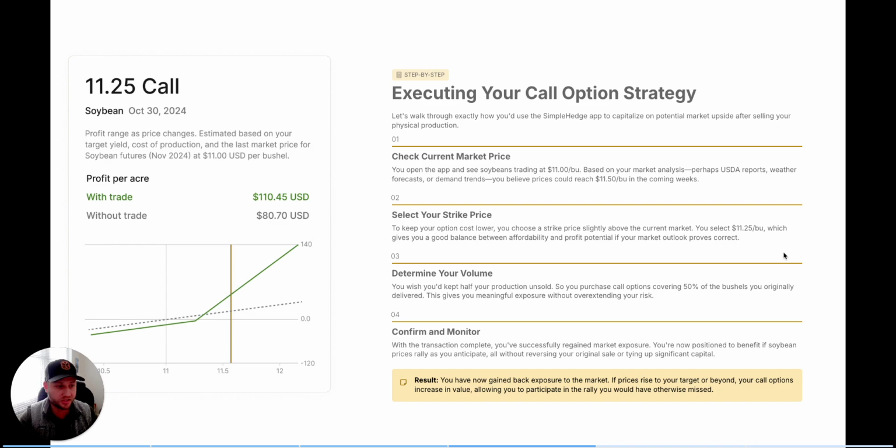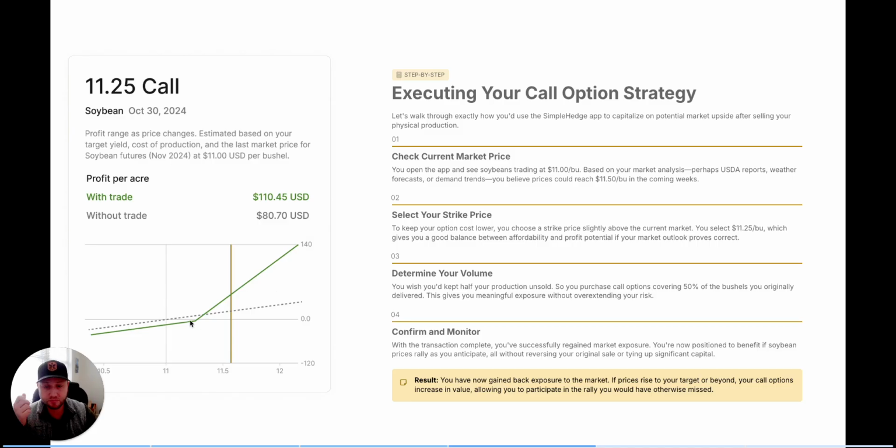If prices rise to your target or beyond, that call option increases in value, and it's allowing you to have participated in the rally you otherwise would have missed. Or we can think about it, you traditionally would have missed if it weren't for solutions like SimpleHedge. So on the left here, we've got our graph. So if we look at this, your $11.25 call. So as you can see, your strike price is here at $11.25. So as the price goes up, your call option increases in significant value and gives you that full exposure.